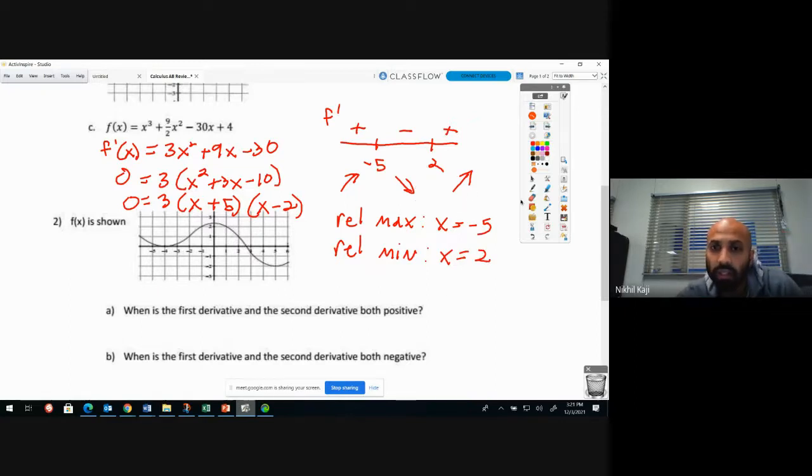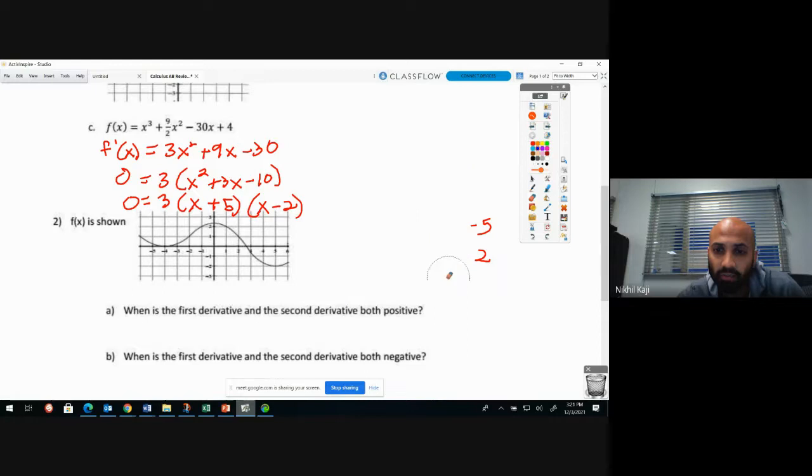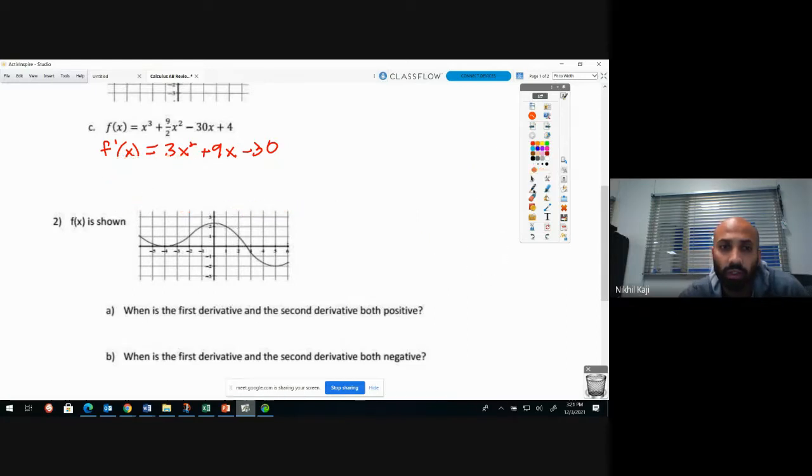All right, now next is, I'll just erase this here since I'm done with that. Concavity. So when we do concavity, we have to do the second derivative.